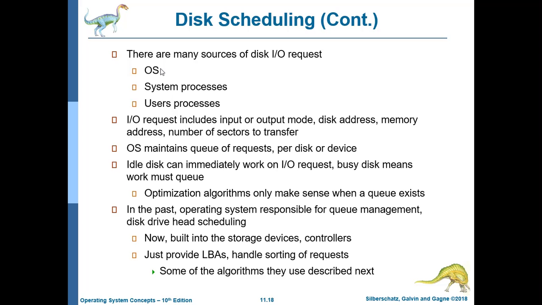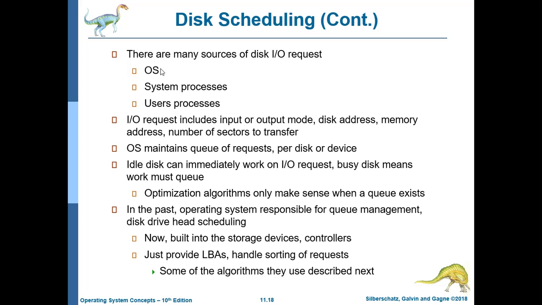The OS maintains a queue of requests per disk or device. An idle disk can immediately work on an I/O request. A busy disk means work must queue. And then there are optimization algorithms that only make sense when a queue exists. So in the past, the operating system was responsible for queue management and disk drive head scheduling.